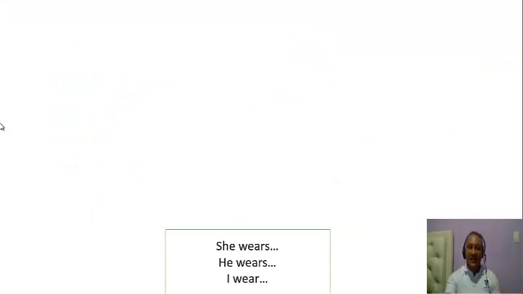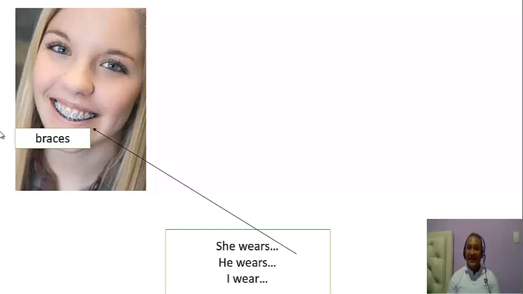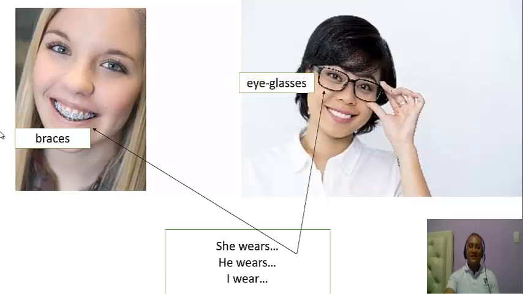And then we have things that people wear all the time, constantly, that help us describe who they are or what they look like. For example, the lady in this picture is wearing braces. Braces, not brackets, as most people call them. So she wears braces. He wears braces. I wear braces. Remember, we add the letter S because it's third person, wears. But I wear braces. And of course, eyeglasses or glasses. She wears glasses. He wears glasses. I wear glasses. He wears eyeglasses. I wear eyeglasses.